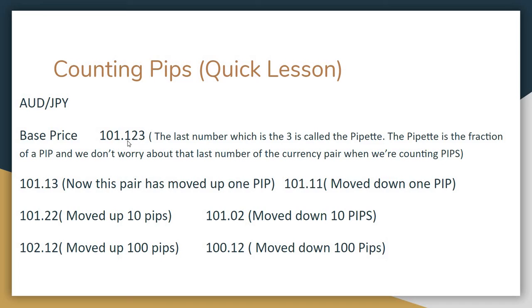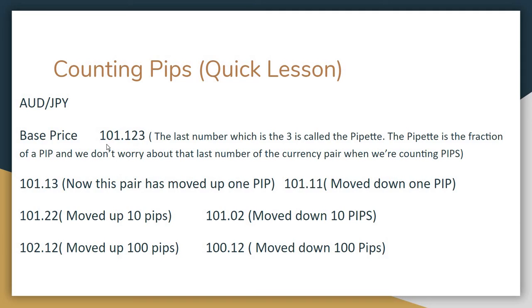So to count 1 pip from this base price, we don't worry about the 3 again. Let's focus on these numbers. The 2 right here is our ones place. Then we have the 1 right here, which is our tens place. And then we have another 1 right here, which is our hundreds place. Today we're going to learn how to count how this number moves up 1 pip and down 1 pip.